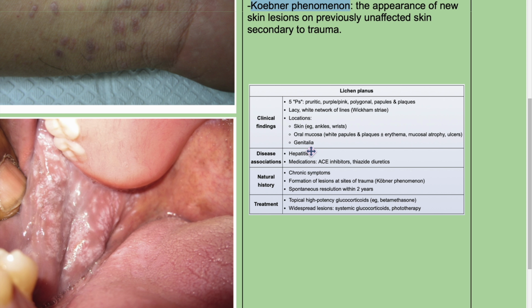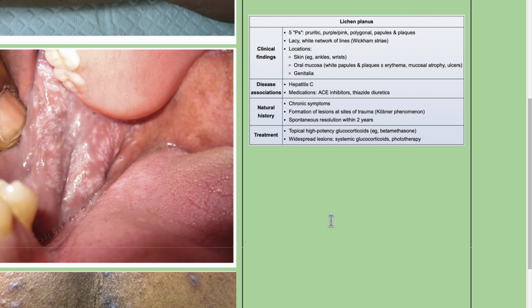Disease associations: hepatitis C. Medications: ACE inhibitors, thiazide diuretics. Natural history is chronic symptoms. You'll get formation of lesions at site of trauma, again the Koebner phenomenon. Spontaneous resolution within about 2 years. Treatment is topical high-potency glucocorticoids, for example betamethasone, and for widespread lesions, systemic glucocorticoids and phototherapy.